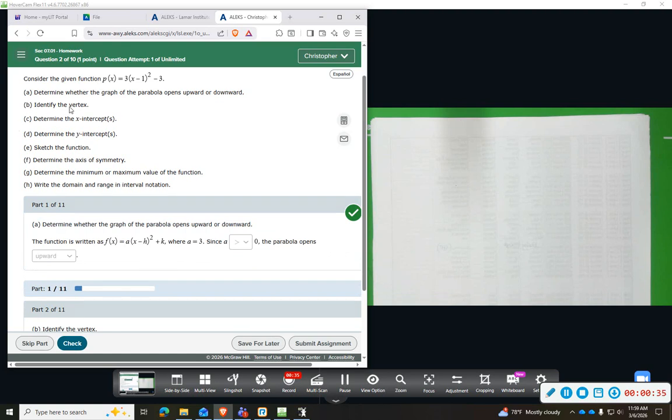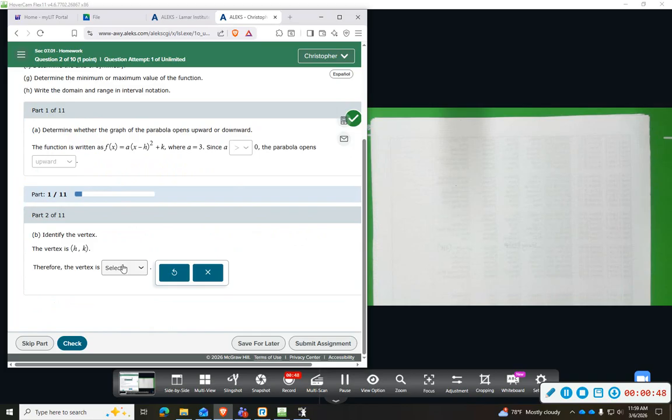B, we want to identify the vertex. So again, we're going to look at the H and K, which is -1 and 3. Use the opposite sign of what you see, so +1, and the same sign, -3. So +1 and -3.